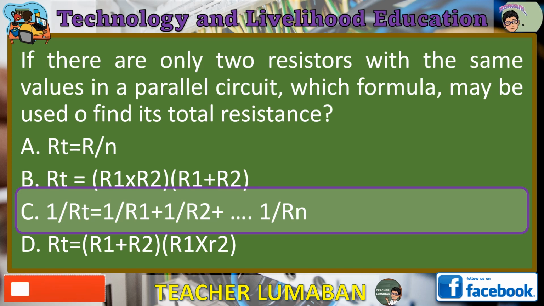The reciprocal of R total equals the reciprocal of R1 plus the reciprocal of R2, plus ... plus the reciprocal of Rn. This formula can be extended to include more resistors in parallel by adding the reciprocals of their resistances. However, in the specific scenario provided where only two resistors with the same values are present, the formula simplifies.